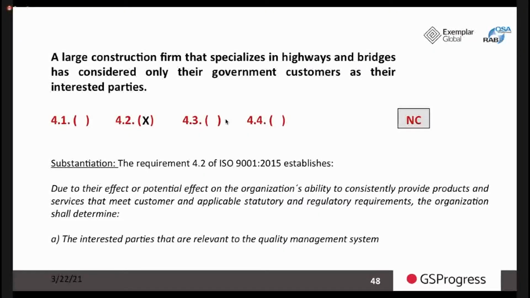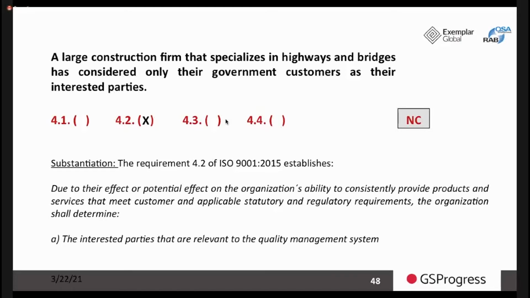That is the support. So let's read through it really quick. Chelsea, could you read through it, starting with the bottom, due to their effect? Due to their effect or potential effect on the organization's ability to consistently provide services that meet customer and applicable statutory and regulatory requirements. The organization shall determine the interested parties that are relevant to the quality management system. Correct. The case is more than one. Yes, the city is responsible too. The users of the highway and the bridges, it's not just the government.